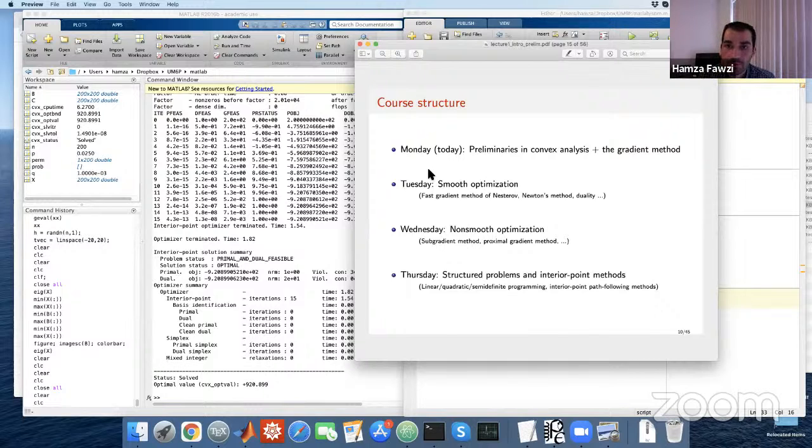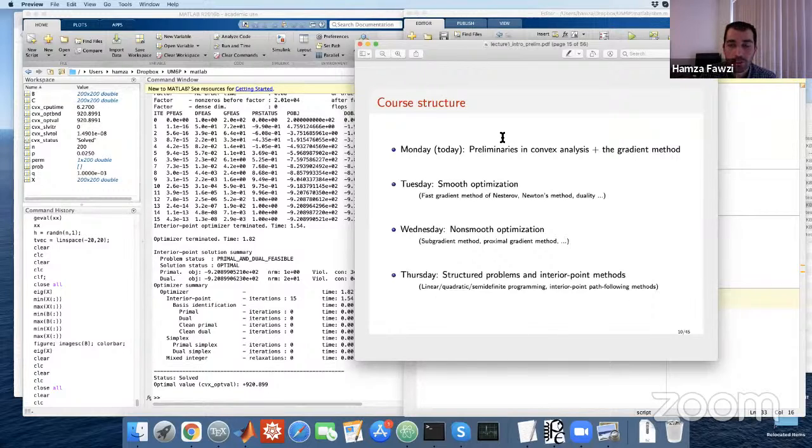The rest of the day will be devoted to some preliminaries in convex analysis. I will recall some of the basic notions about what a convex function is, what a strongly convex function is, smoothness, and so on, and we'll apply some of these notions to analyze the gradient method, probably the simplest possible algorithm for optimization. We'll analyze its convergence and try to see what the key properties are that govern its convergence.